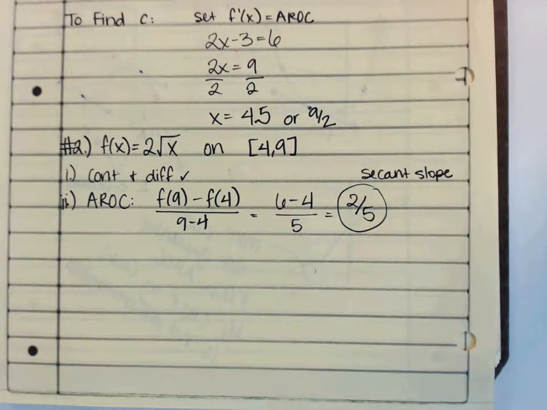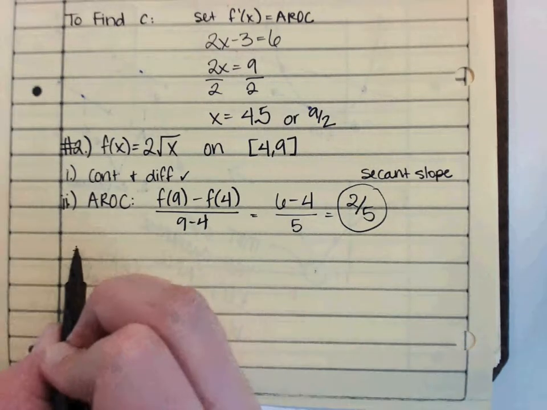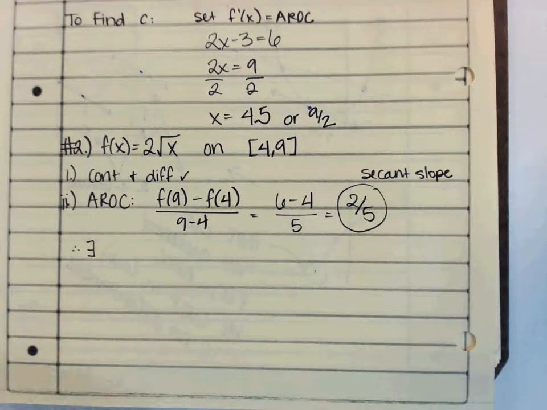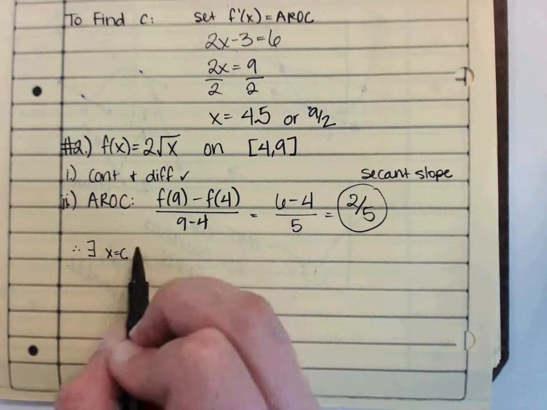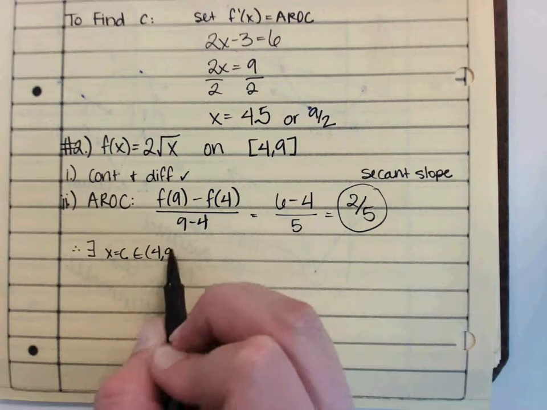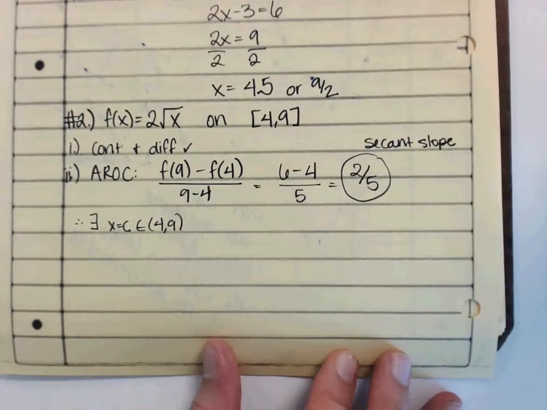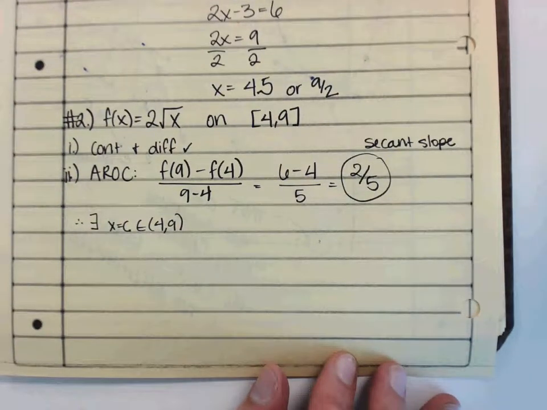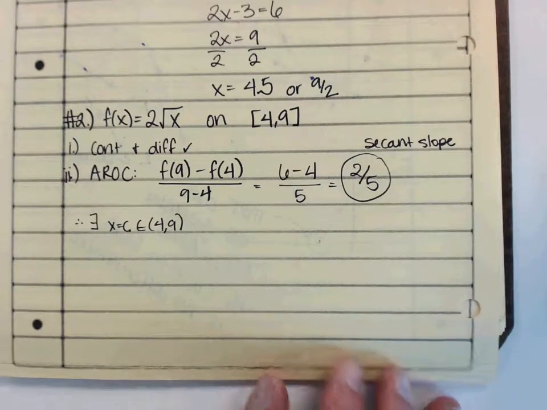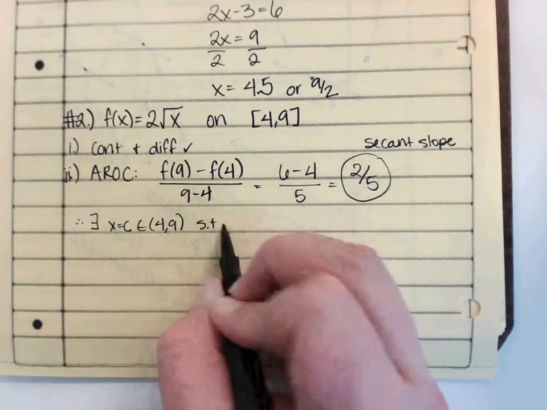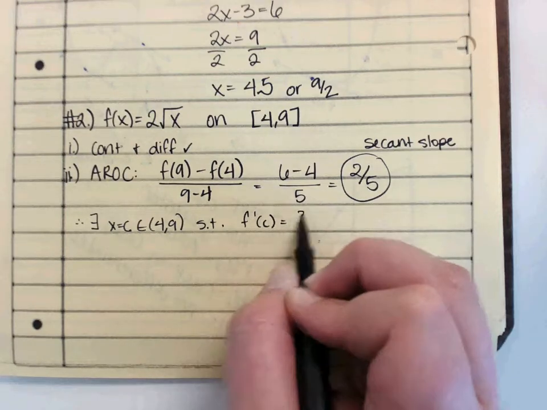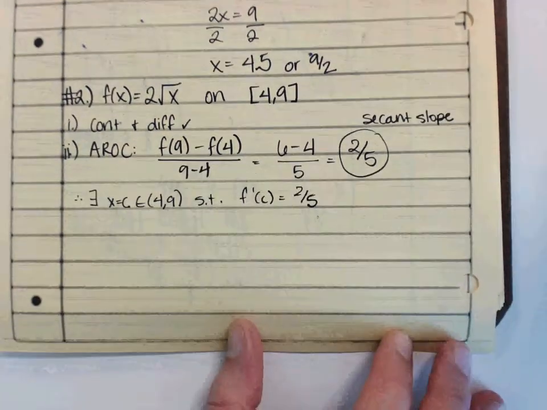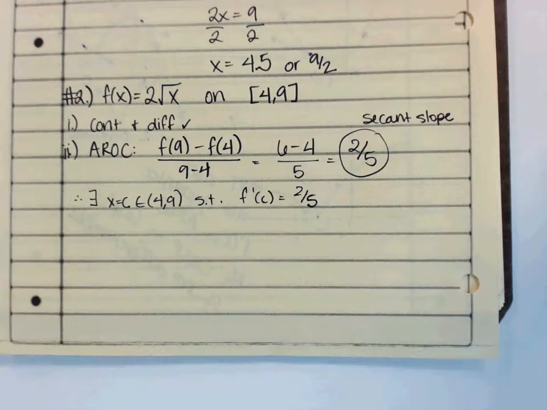So now that I know what the average rate of change, or the secant slope, is, I can write what my derivative has to be equal to. So, therefore, there must exist an x equals c within the interval from 4 to 9, excluding the endpoints. So they should be parentheses. It can't be 4 or 9. It has to be between. Such that f prime at that c gives me 2/5. If my average slope is 2/5, I must have a tangent slope also equal to 2/5.